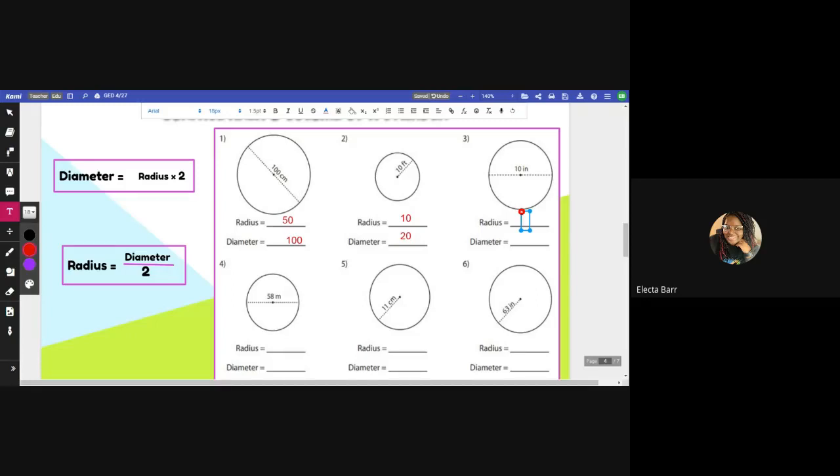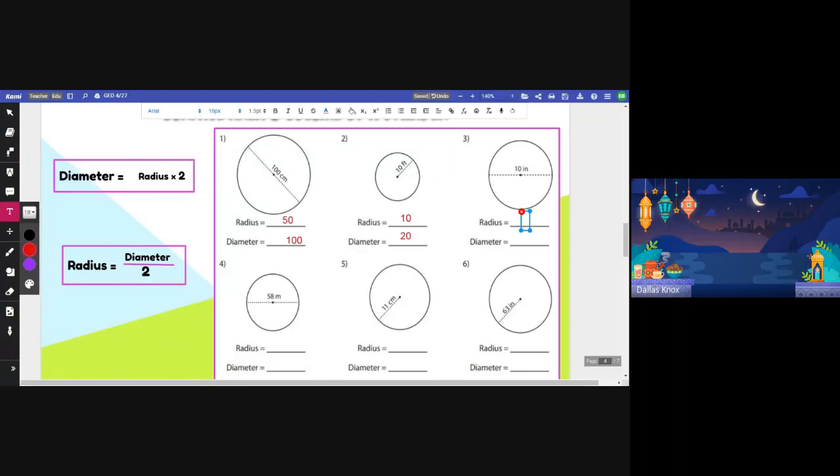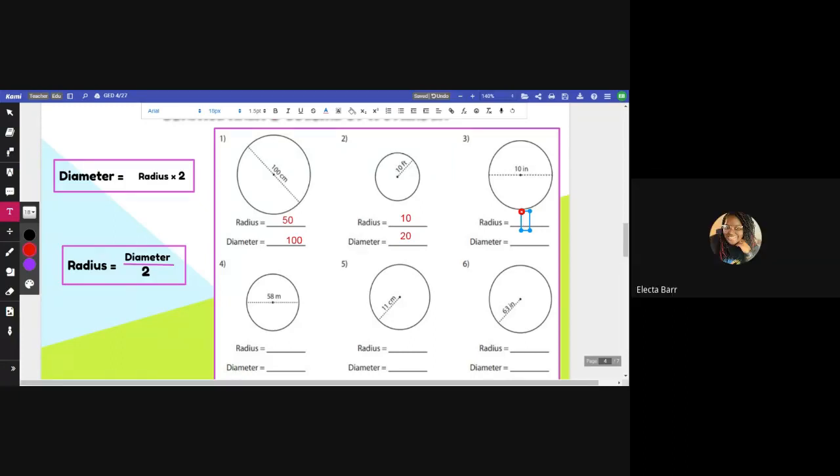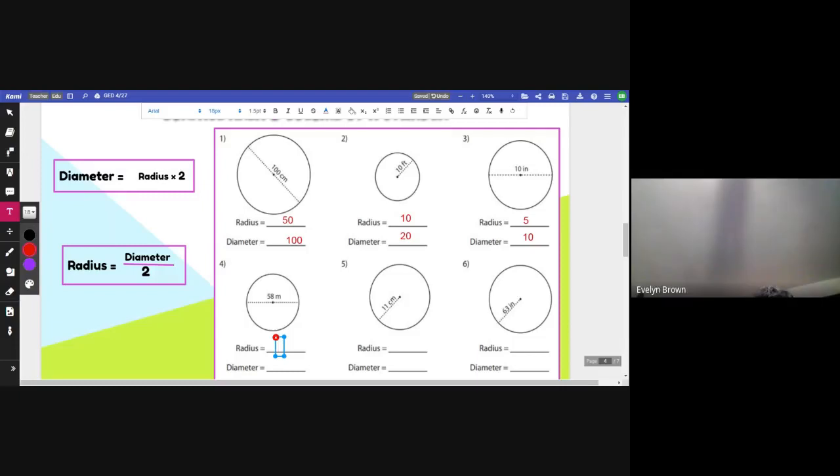Number 3, what's the radius and diameter? 5. You said the radius was 5 and the diameter is 10. Yeah, 10 inches. Let's see, Evelyn. What about number 4? You got the radius and the diameter. Evelyn, what you got? Radius is 58.